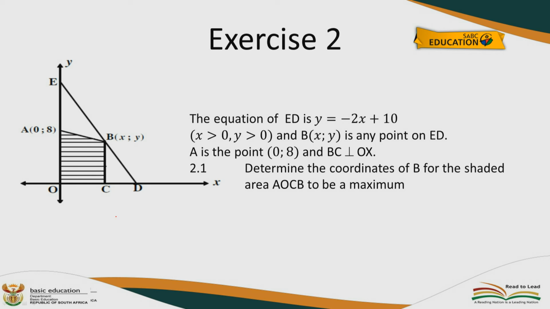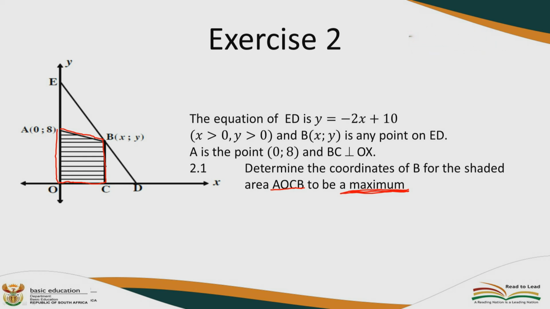In this question, what's going to be important is to identify which type of question it is. Is it a rate of change question? Is it a minima or maxima question? You can clearly see from the first question that they speak of maxima. So it's a minima or maxima question, and they speak of the shaded area AOCB. If you look at the shaded area, you should be able to identify that shape, and to me, it looks like a trapezium.